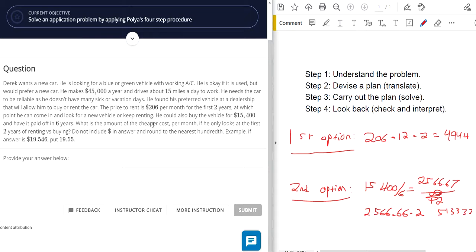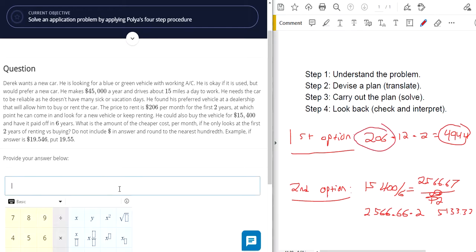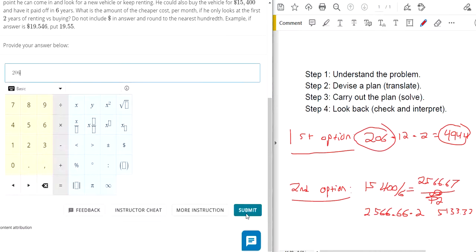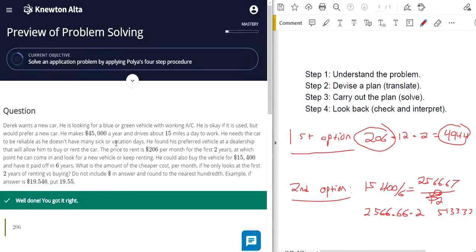So now we can answer their question. What is the amount of the cheaper cost per month? This is the cheaper option. And then to find out how much it costs per month, it was $206 per month. So there's some useless information in that problem, right? We don't care about how many miles he drives to work because they didn't tell us there was any extra cost for each of the 15 miles. And then we didn't care about how much he made because the final question was which option was cheaper, buying or renting.